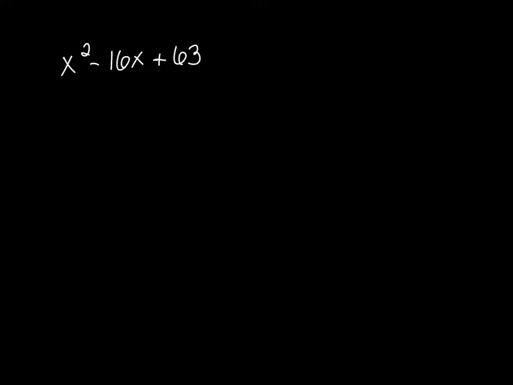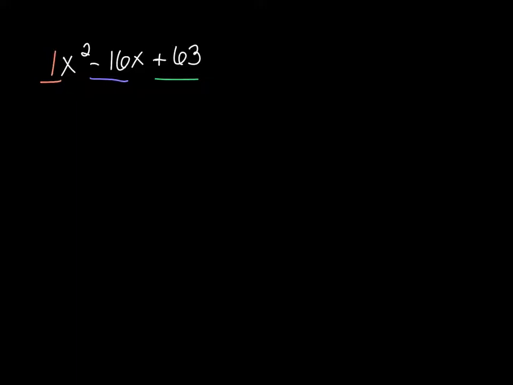Okay, we're going to use grouping to factor this trinomial. The first few steps will be the same as the other methods I've used in some of my other videos. But what you want to do first is identify A, which is 1, B, which is negative 16, and C, which is 63.